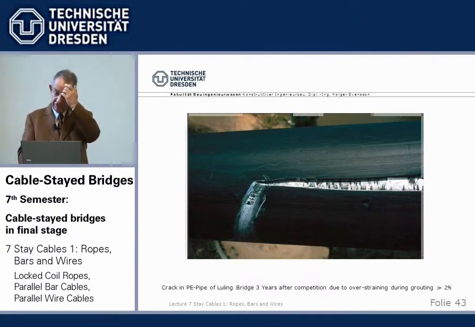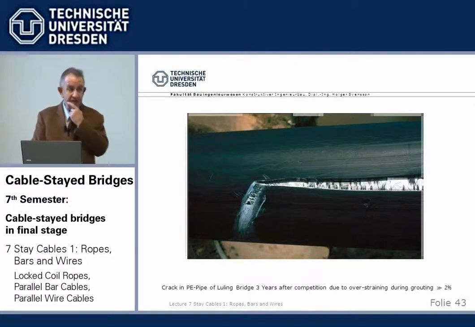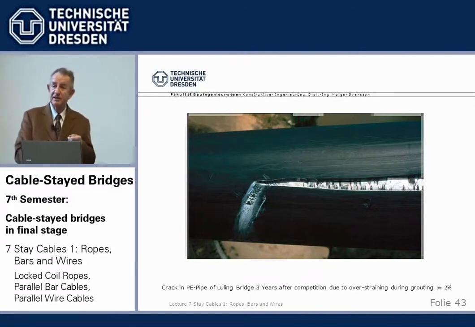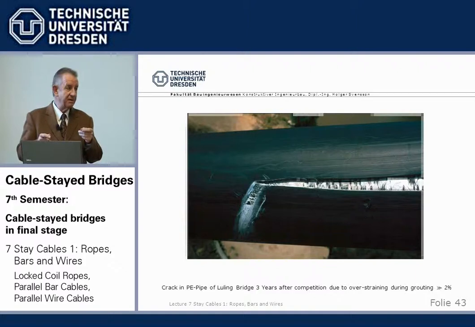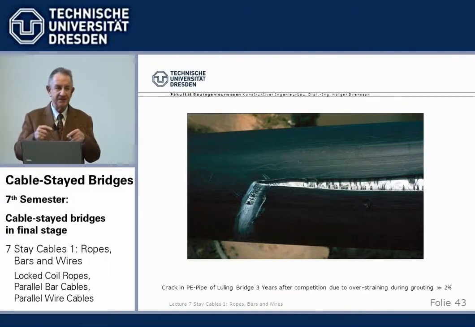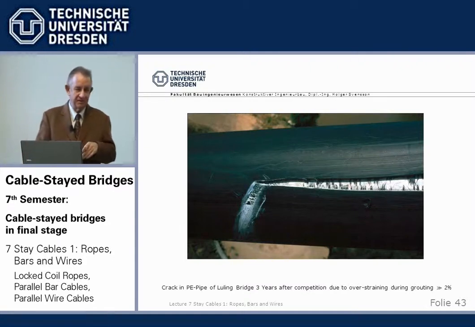You could also do it wrong with these, and that was the picture of the Luling Bridge in the US, which I had to investigate. After 3 to 5 years, cracks occurred in the PE pipes. It took us quite some investigation to find out why, after several years, these PE pipes crack. It has to do with internal characteristics of plastics, which are quite different. In the scripts you find a lot of things that one can investigate.